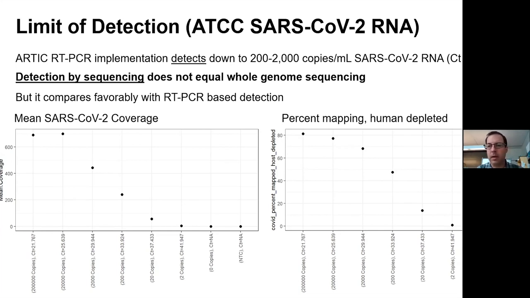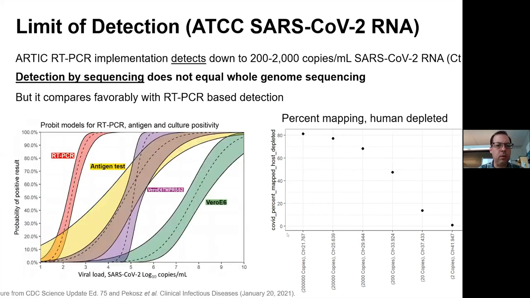This actually does compare favorably with RT-PCR-based detection. The figure here on the left shows the probability of a positive test for various modalities. This is from one of the recent CDC Science Updates, further adapted from a paper.